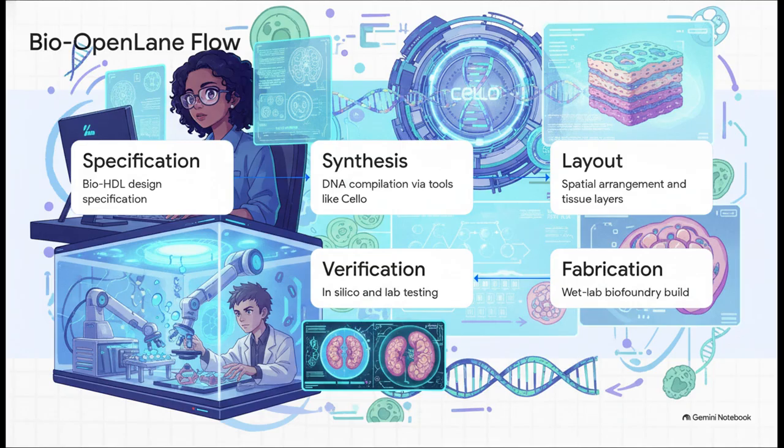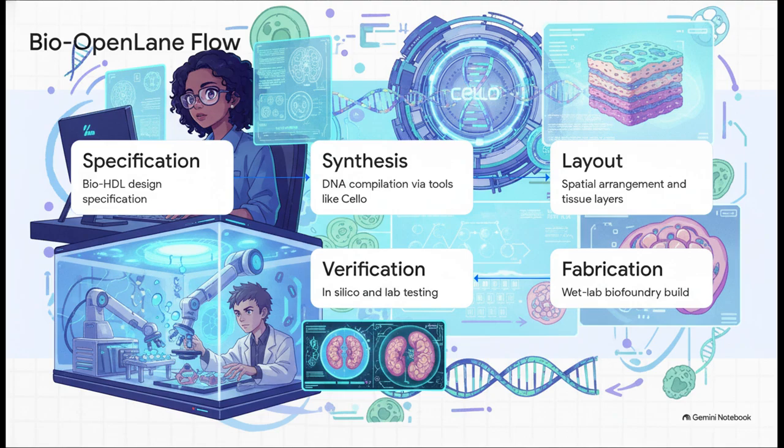Let's walk through exactly how an idea becomes a living organism. Step 1 is specification. This is where human intent enters the system. An engineer uses Bio HDL to write a high-level command. And they aren't writing out raw DNA, they're writing logic, something like build a vascular network designed to filter toxins at this specific rate.